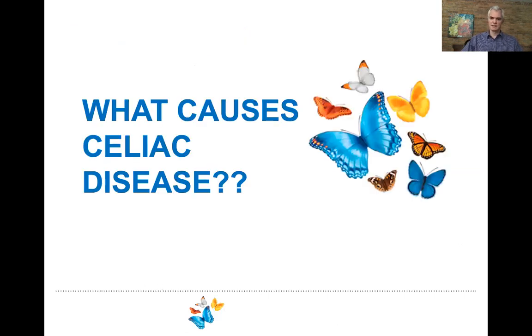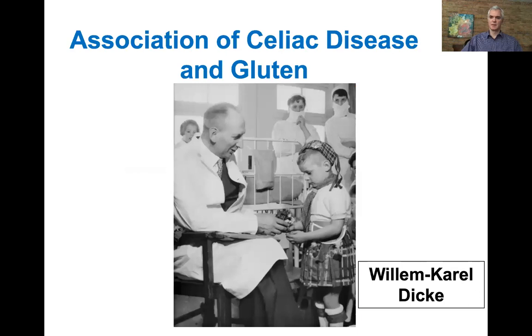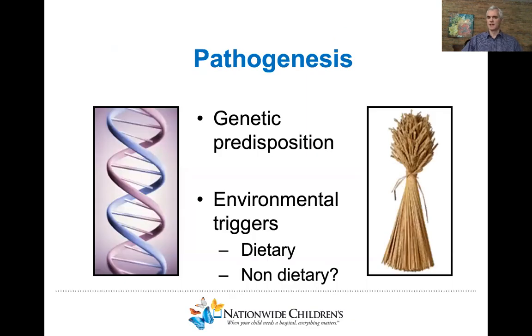What causes celiac disease? This is Wilhelm Karel Dicke, who is a Dutch pediatrician who was really the first to demonstrate or understand the association between celiac disease and the ingestion of gluten. So we know there is a genetic predisposition, and then there's environmental triggers such as the gluten.